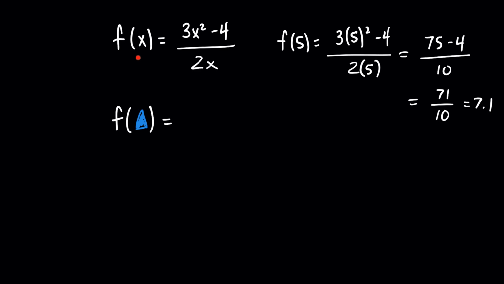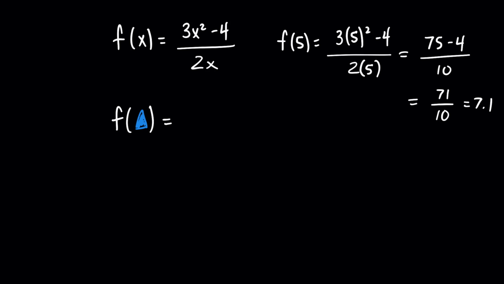My inputs might be numbers. They might be ingredients for cooking. They might be a time of the day. It could be a piece of technology. It could be anything. You can put anything in for an input. And the question is, what do you get for the output? This function right here tells us the rule. It says if you have an input of x, go ahead and square that, multiply it by 3, subtract 4, and then divide by 2 times that input.